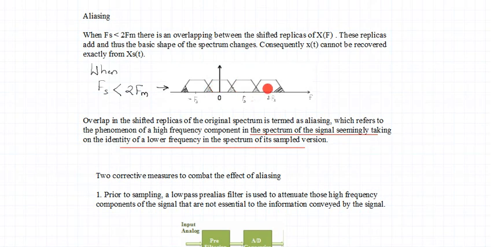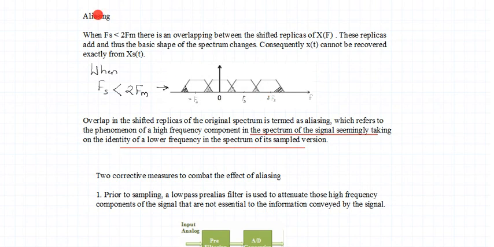It means that when we have a spectral overlap, the high frequency components in these signals do not remain the same. Instead, they get changed, and high frequency components become low frequency components. High frequency components are identified as low frequency components because of improper sampling, and this effect is called aliasing.